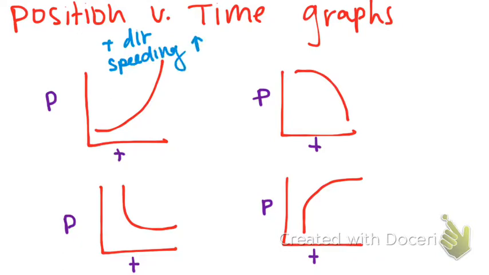I don't want you to just memorize these. I want you to actually be able to think about it, like, okay, right here it looks like we're moving pretty slowly, right? Because our position is not changing much. Here our position is changing a lot, so we're speeding up then.